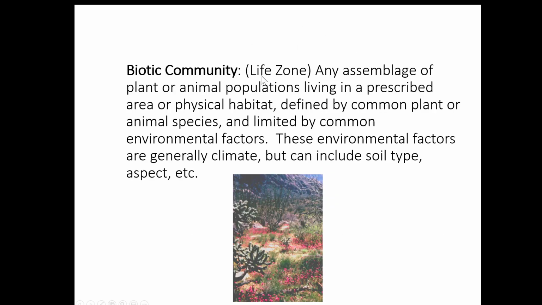So the life zone or biotic community is defined as any assemblage of plant or animal populations living in a prescribed area or physical habitat, defined by common plants or animals, and limited by common environmental factors, which are generally climate, but can include soil type and aspect. What is aspect? This may be the first time you've ever heard this term.